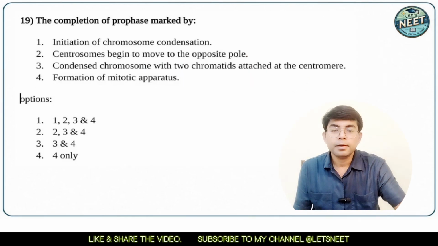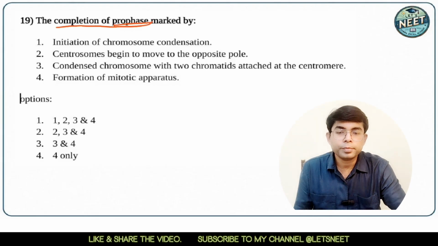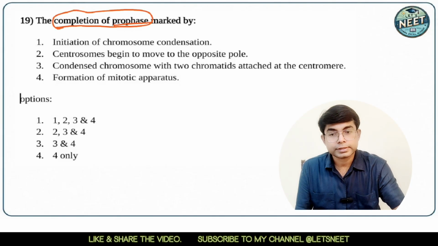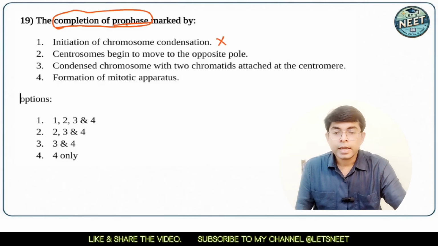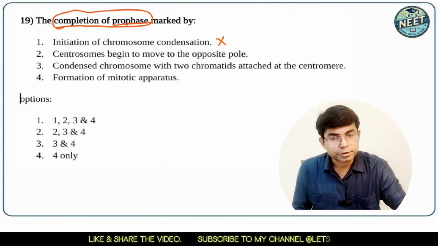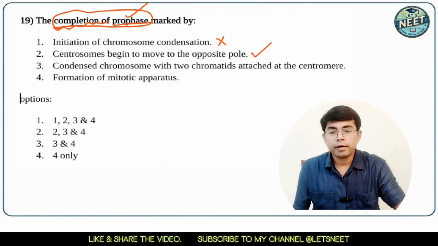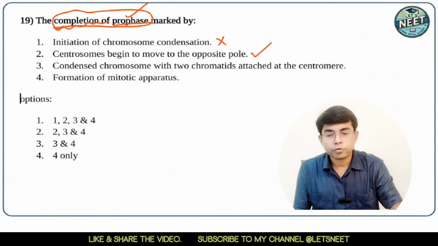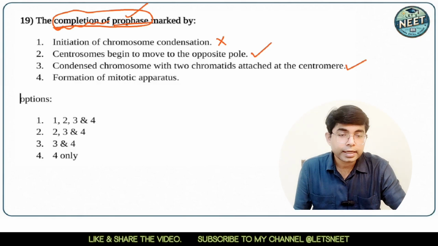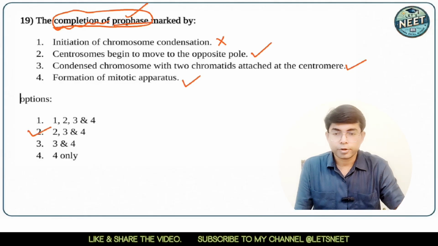Next one, it is asking the completion of prophase. Completion of prophase means by the end of prophase. See, at the end there will not be an initiation of chromosome condensation. It is not asking generally about prophase. It is asking about completion. So this is wrong. Centrosomes begin to move toward opposite poles. Yes, this is right. Condensed chromosome with two chromatids attached at the centromere. This is also correct. And formation of the mitotic apparatus. This is also correct. So 2, 3 and 4 is the right answer. If you read NCERT, there are 2 points given in prophase. These 3 points are included in the second point.